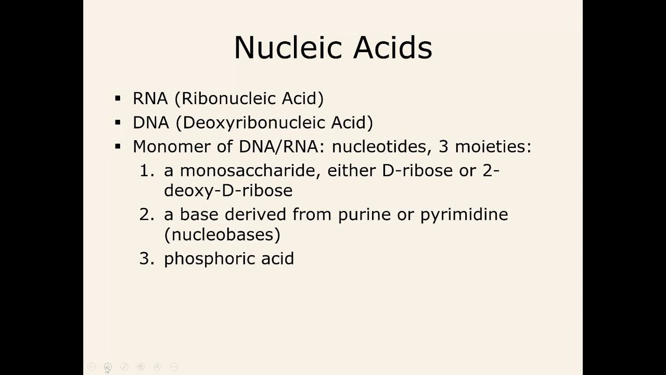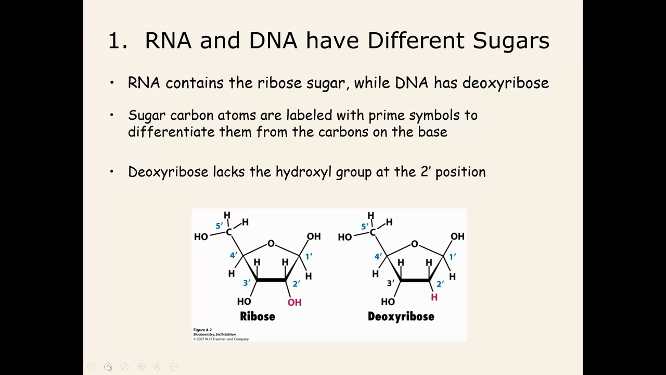And nucleic acids form deoxyribonucleic acid, which is DNA, and also ribonucleic acid, which is RNA. The monomer that makes up DNA and RNA are called nucleotides. Nucleotides consist of three things: a monosaccharide, which is either ribose or deoxyribose, a nitrogenous base, and phosphoric acid. So those are the three things that compose a nucleotide.